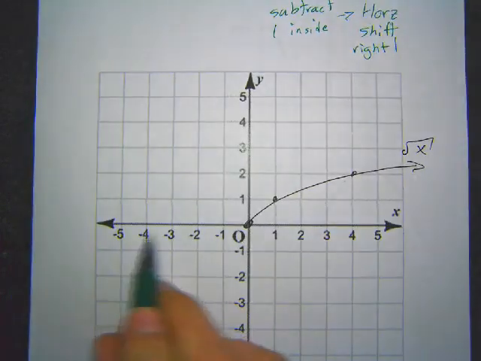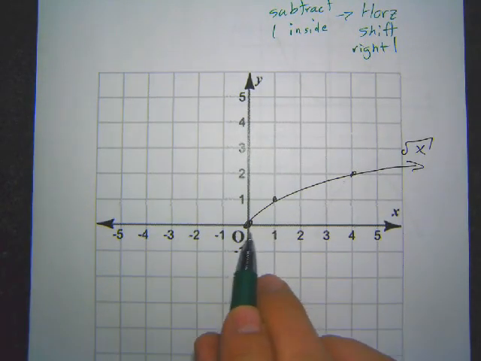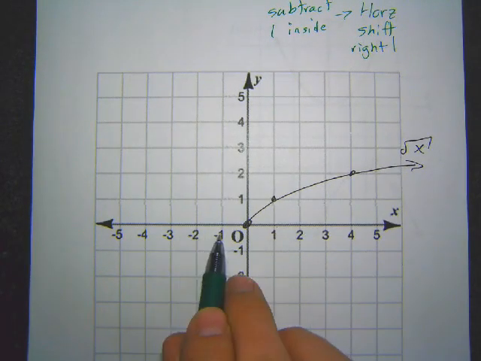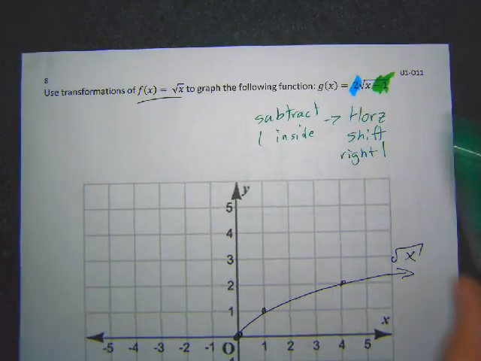So normally minus is the left direction, but with inside stuff, you always go the other way. So instead of going to the left 1, we're going to go to the right 1. So that's what the -1 does.